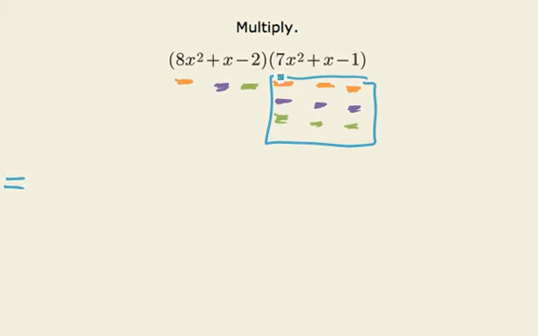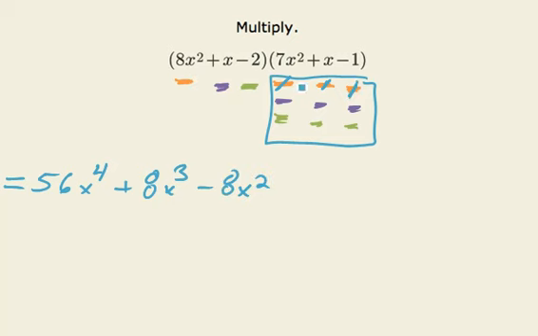8x squared times 7x squared, 8 times 7 is 56. x squared times x squared is x to the 4th. So I've done that one. Now we have 8x squared times x. So I take and add to my 56x to the 4th, 8 times x squared times x is 8x cubed. 8x squared times minus 1, minus 8x squared.